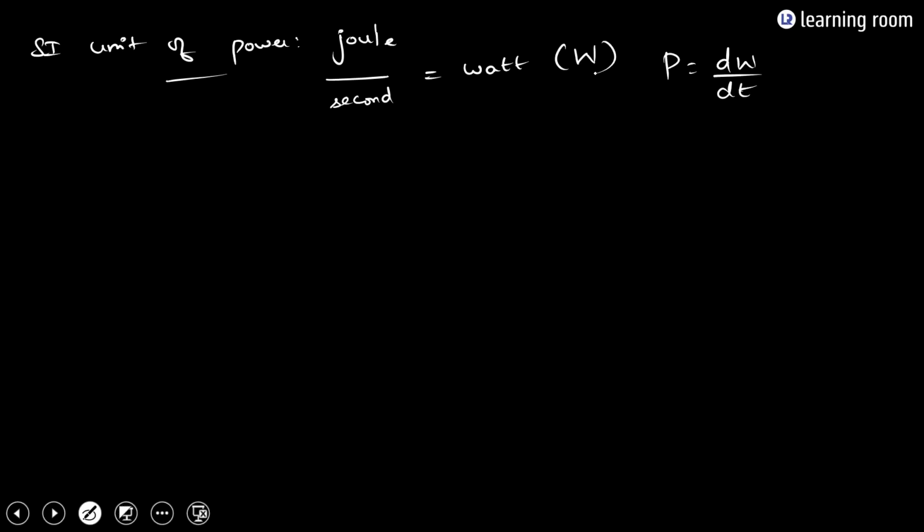Okay. And if you see the dimensional formula of it, so what is going to be the dimensional formula? It is going to be ML square T minus 3. Right?